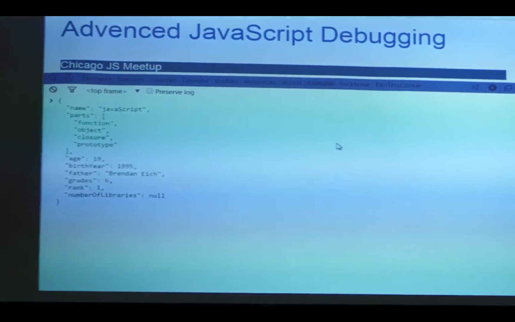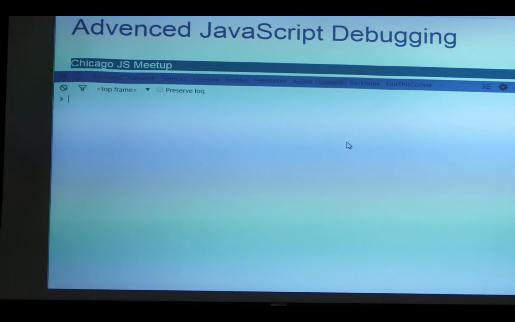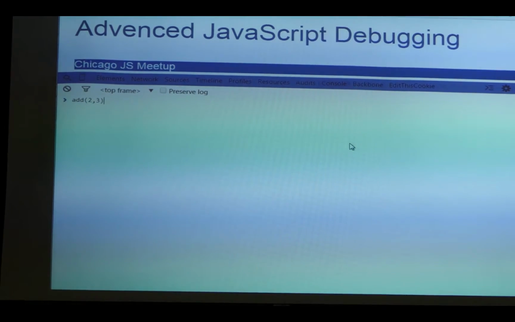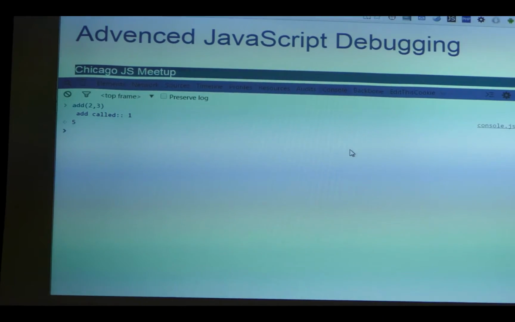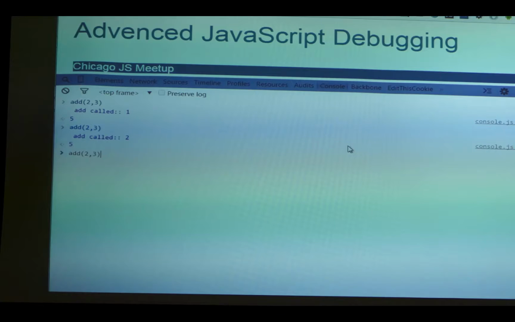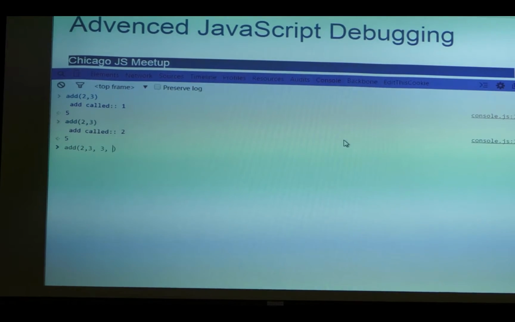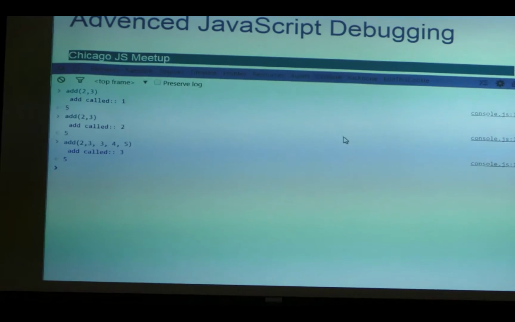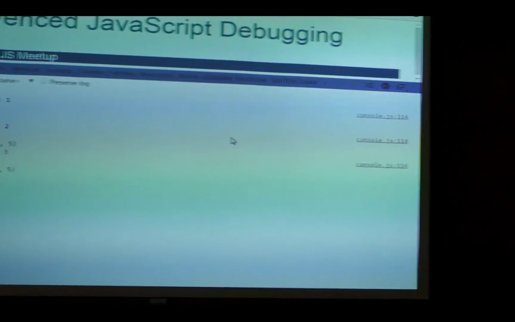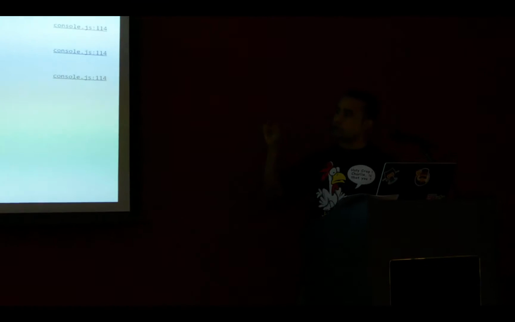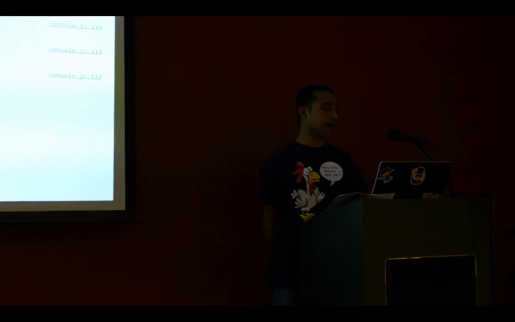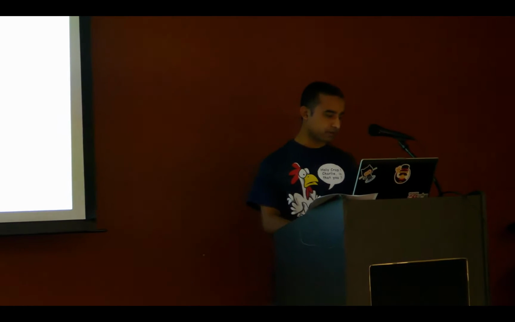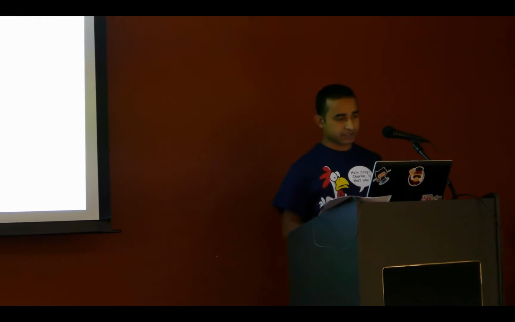Now if you reload this and call add and pass any parameters, it will log add called once. If you do it again, add called 2. It doesn't matter how many parameters or how you are calling it, add called 3 times. That means every single time console.count is called, it will tell you how many times people are calling that function. So you will know this.